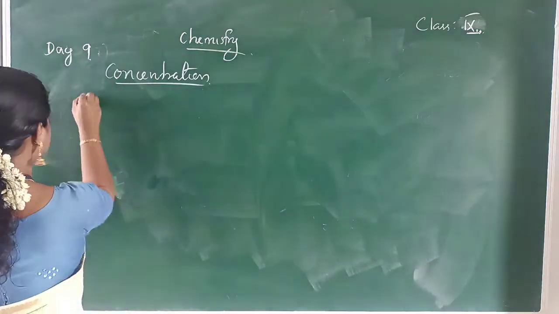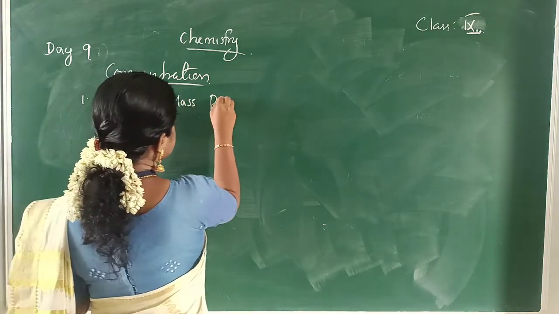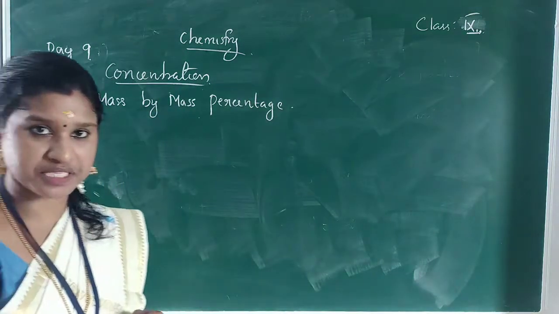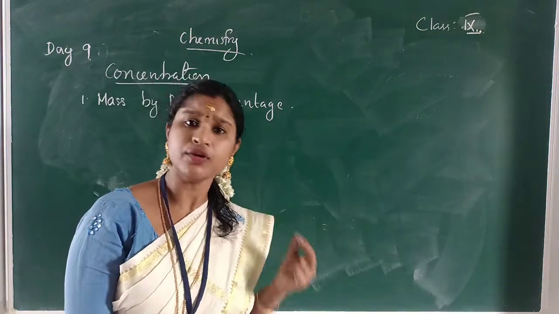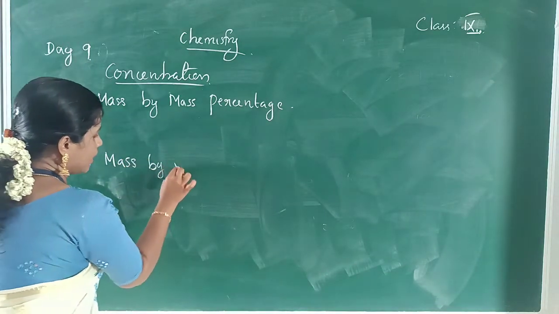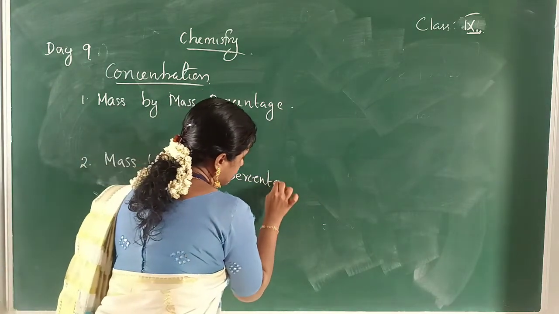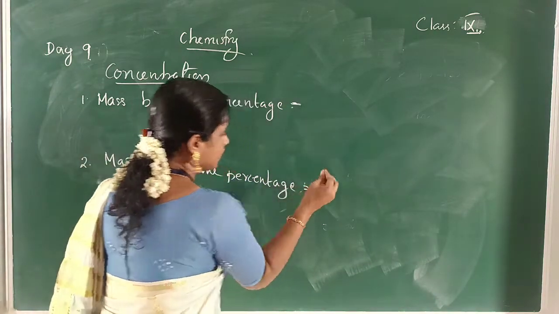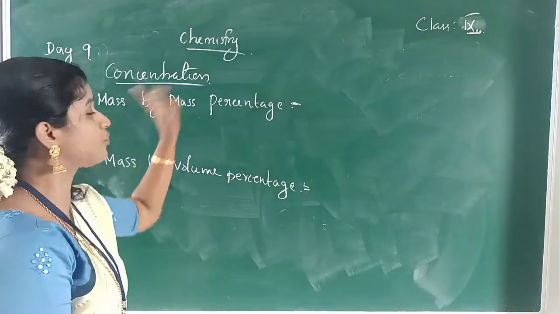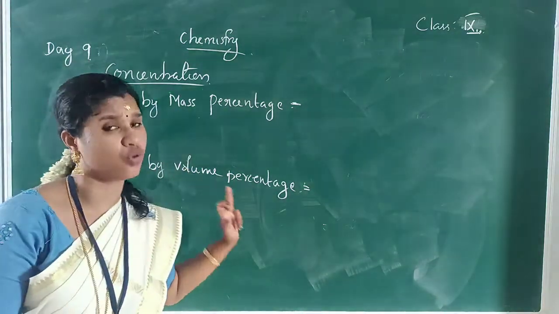The first one is mass by mass percentage. The second one is mass by volume percentage. So these are the 2 important methods to express the concentration of a solution. What are they? Mass by mass percentage and mass by volume percentage.